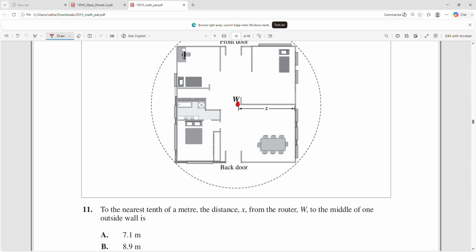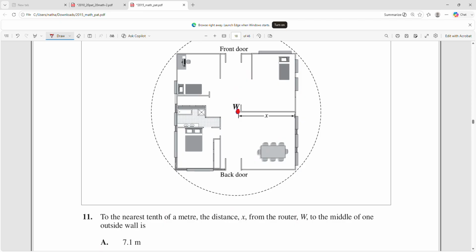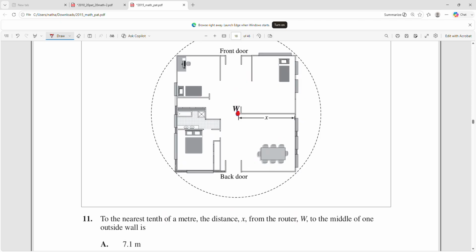Now they ask us, they say to the nearest tenth of a meter, the distance x from the router W to the middle of one of the outside walls is. So here's our distance x they're talking about. Here's where our router is located. So they're saying the distance from here to here. What is that? And they're calling it x.